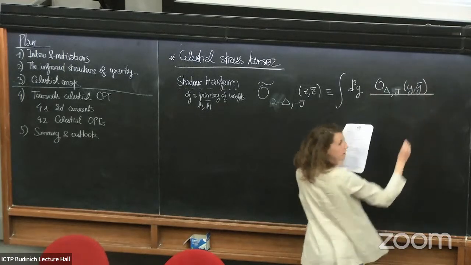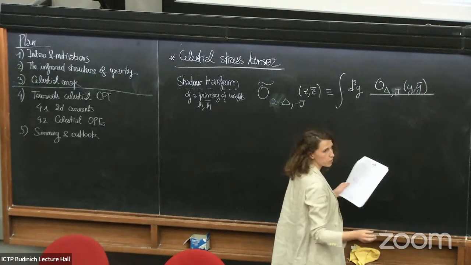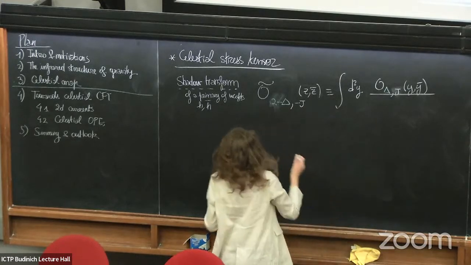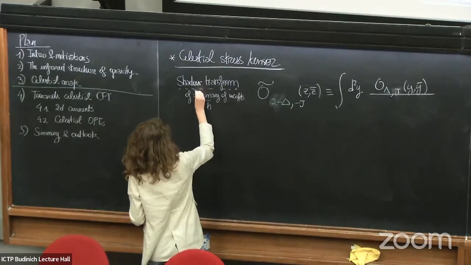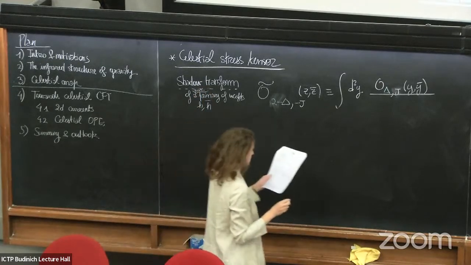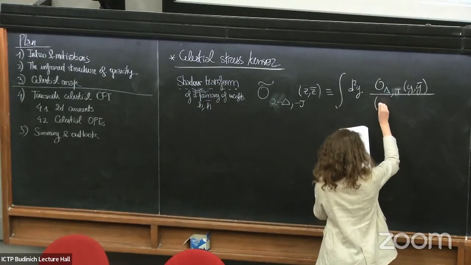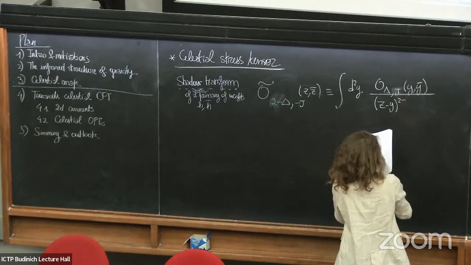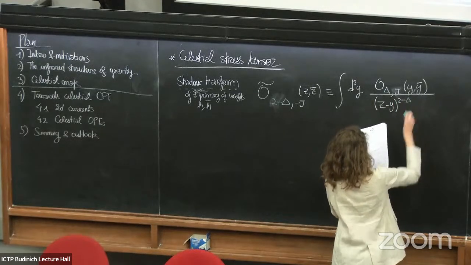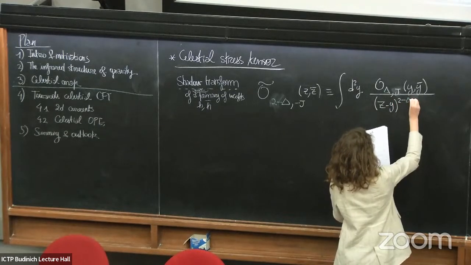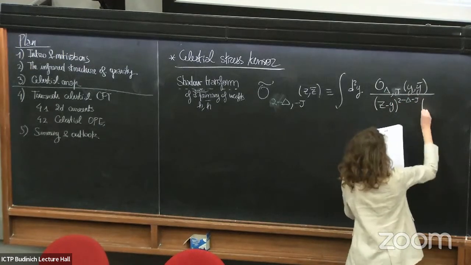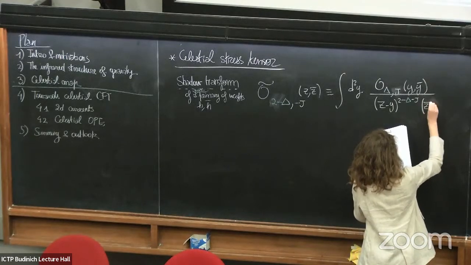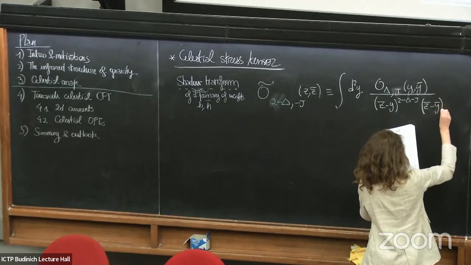Sorry, Laura, is it a primary or quasi-primary? It's a quasi-primary. Quasi-primary, yes. Minus delta. So that's the definition of the shadow. It's an integral over here y and y bar.